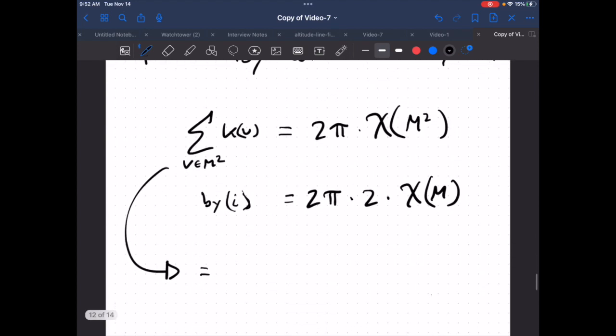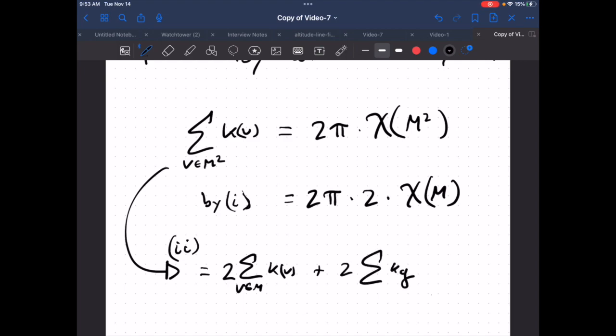And so we're going to get the sum over v in M of k_v. So if you're on M, we're counting you twice on the interior. And if you're on the boundary, well, then we'll use part 2. And this is going to be 2 times the sum of the geodesic curvature on the boundary of M.